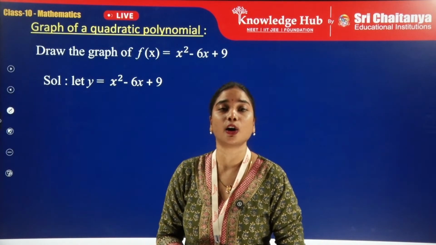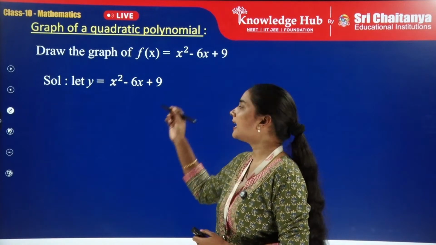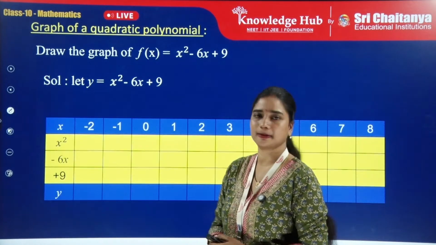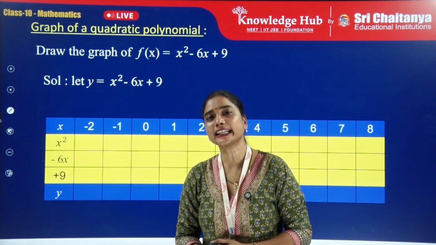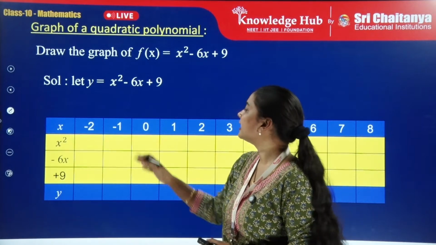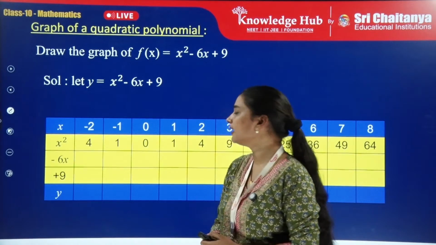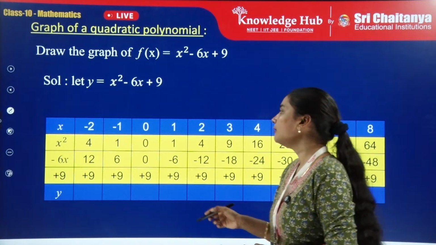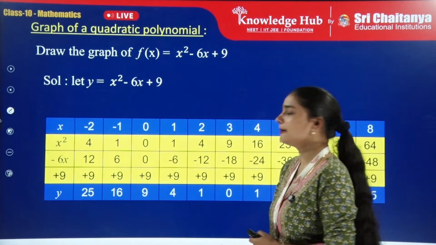Other than this, we also have a few more different types. So, take one quadratic polynomial, x square minus 6x plus 9. The coefficient of x square is positive. So, automatically the parabola is open towards the upward direction. Take the table, take some values for x, find x square, find minus 6x, add plus 9. Then if you find the sum of these three terms, you will get the value of y.